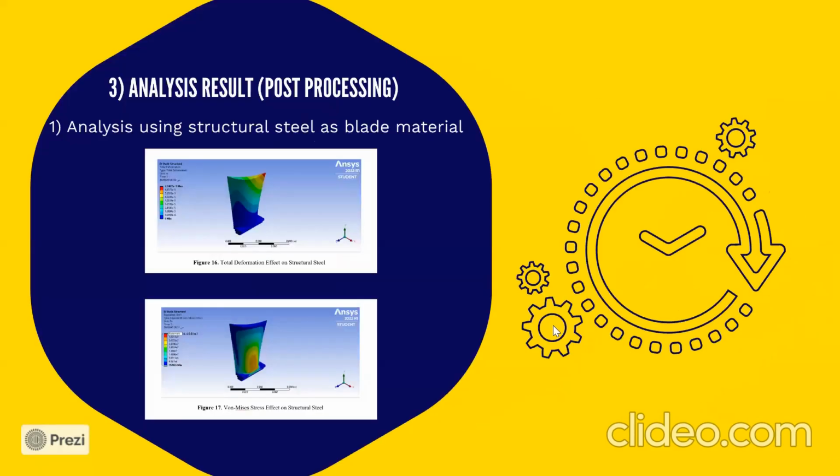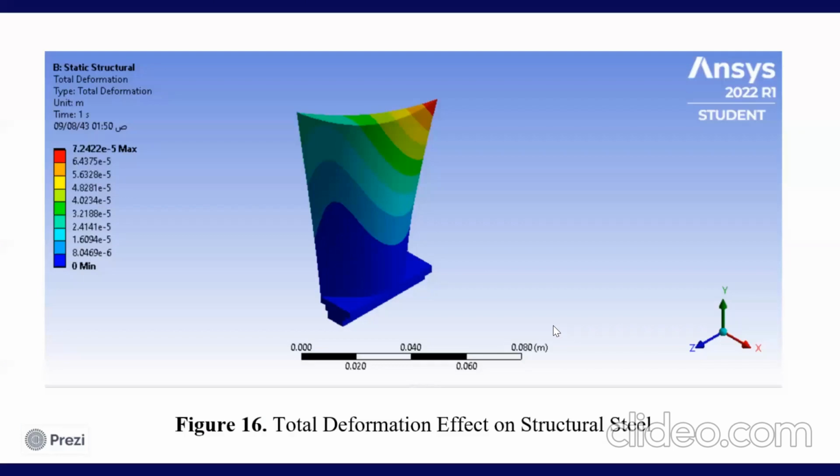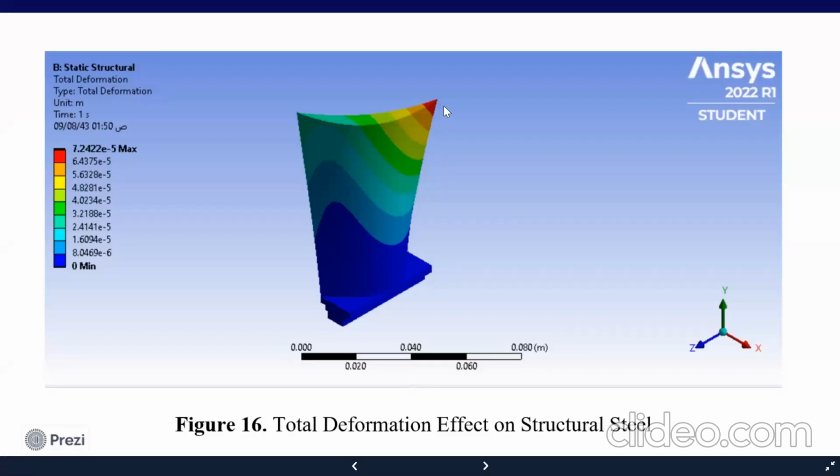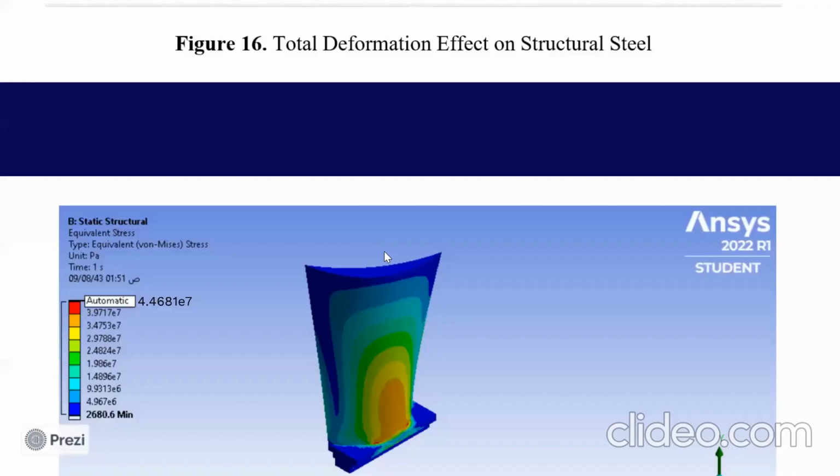This is the analysis result post-processing. First, analysis using structural steel as the blade material. So this is the result for the structural steel material. This is the total deformation effect for structural steel. As we can see at the corner, this is the maximum deformation when we use structural steel.